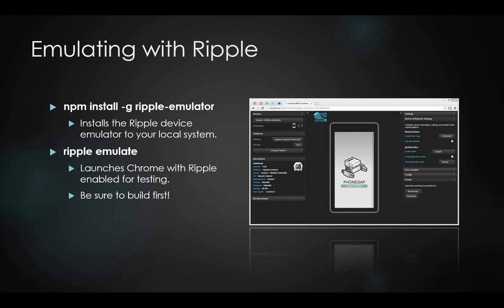And using this, you can emulate a number of different screen device sizes. You can change the orientation. You can fire off device-specific events to see if your application responds to them or not. So you can see here you've got deviceready, which is something that's specific to PhoneGap that you could try. You want to listen to that before you start doing anything in your application, right? So it's super, super useful to emulate with Ripple, and it's not difficult at all.